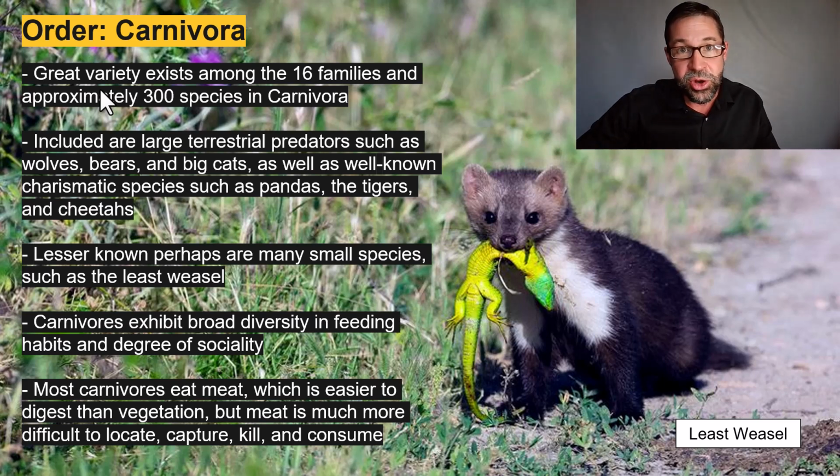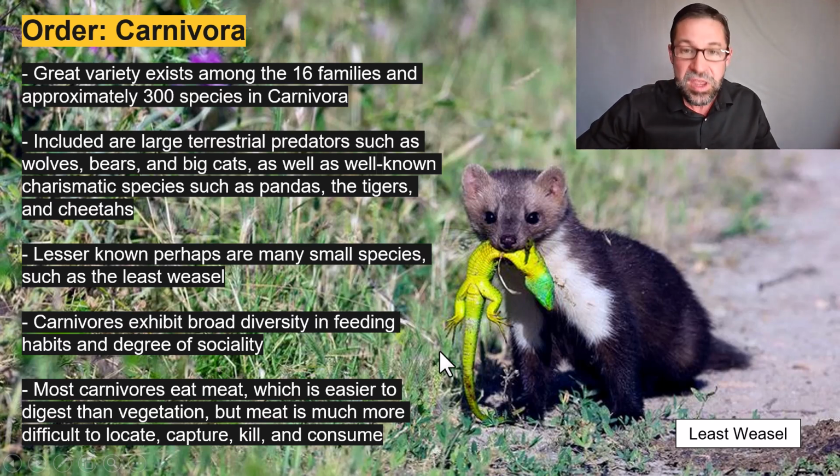Of course, the order Carnivora includes the awe-inspiring large terrestrial predators such as the gray wolf, the bears, the big cats, as well as charismatic species such as panda bears and meerkats. Lesser known among the carnivores are the smaller species, such as this least weasel here that's got him or herself a nice reptilian snack. This is the smallest member of the order Carnivora.